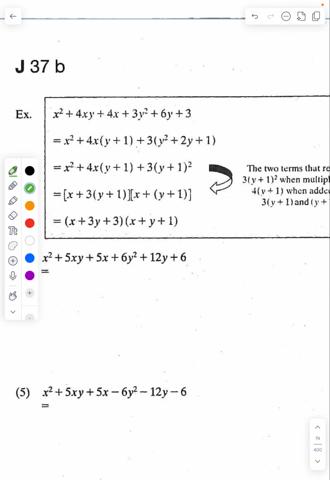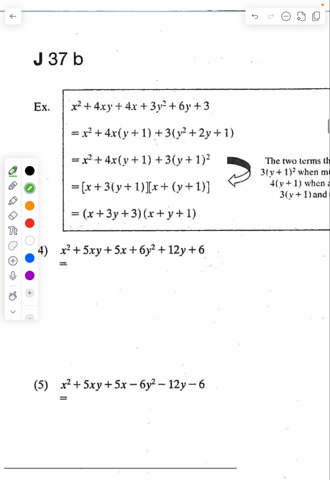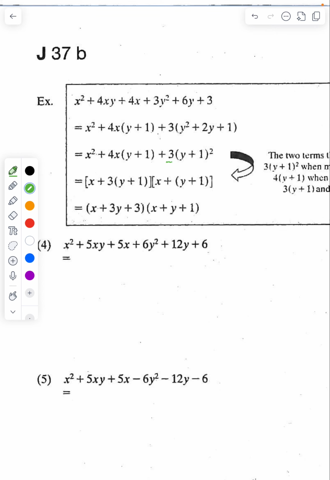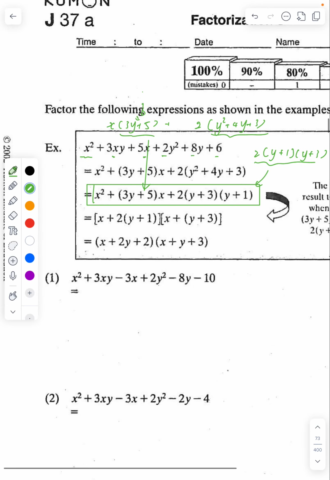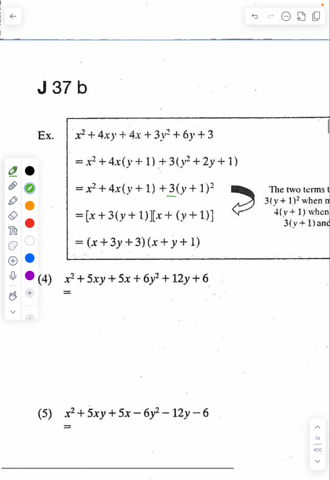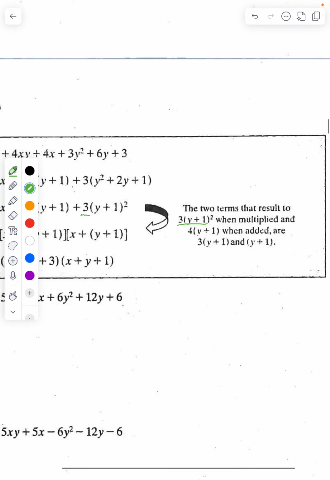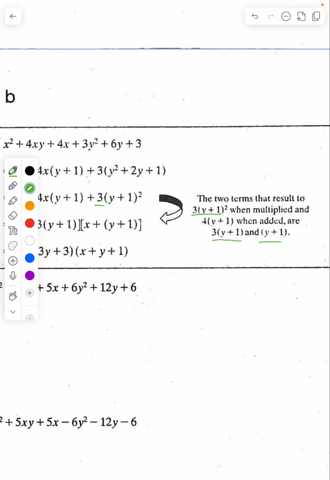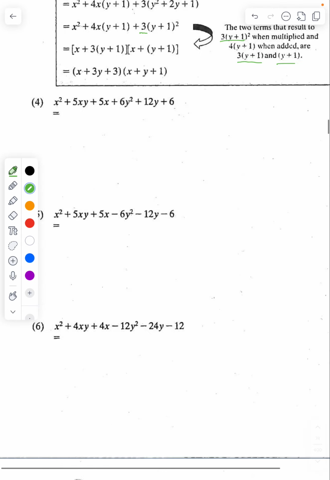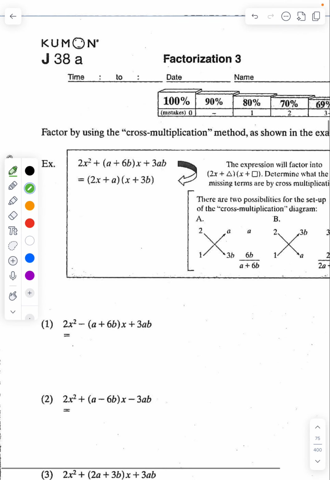All right, last question that we're gonna talk about here is, let's see, this one we need to talk about. It's pretty simple though. So we just have to utilize the 3 properly. If you guys look at this question, it's very similar to our previous 37A, right? In this case, we just have to be a little bit smart with the 3. The 2 terms that result in that when multiplied, and 4 times y plus 1 when added, are this and this. You just split it into 3y plus 1 and then split it into y plus 1. It's pretty simple, okay? Alrighty, next question.